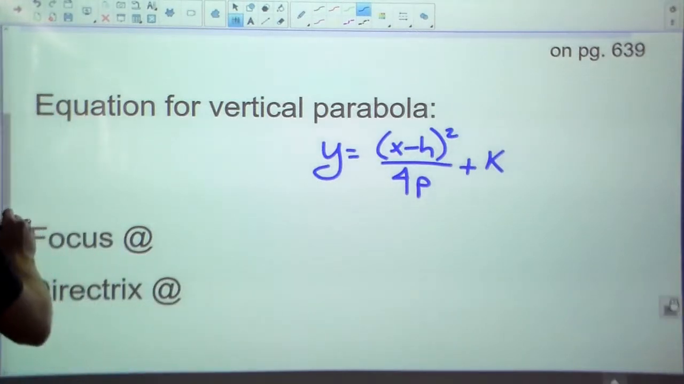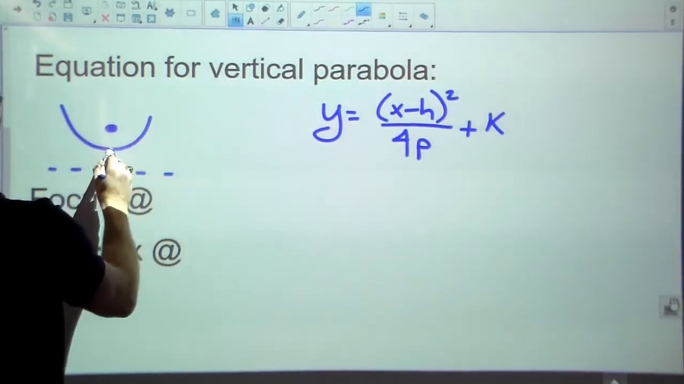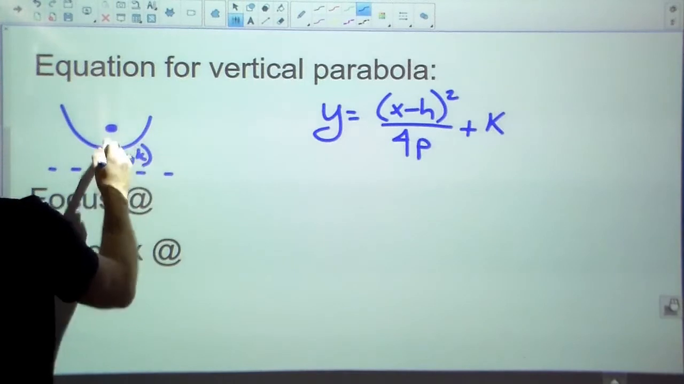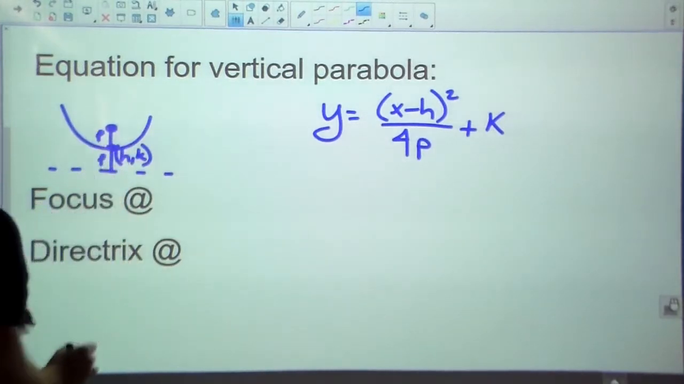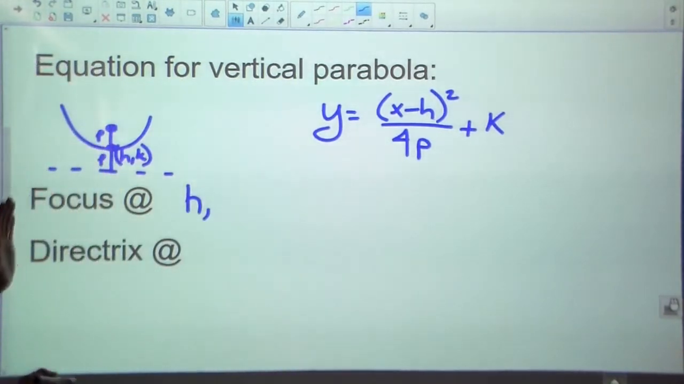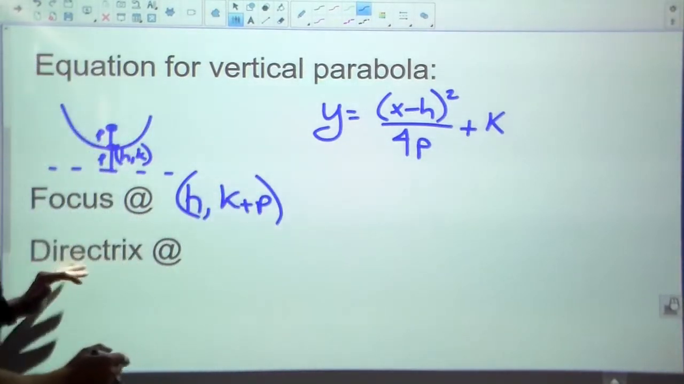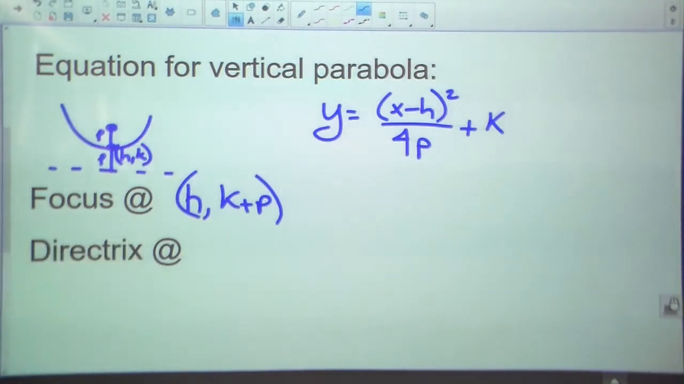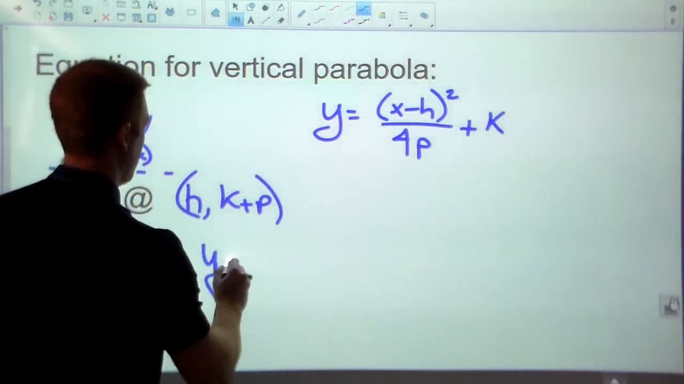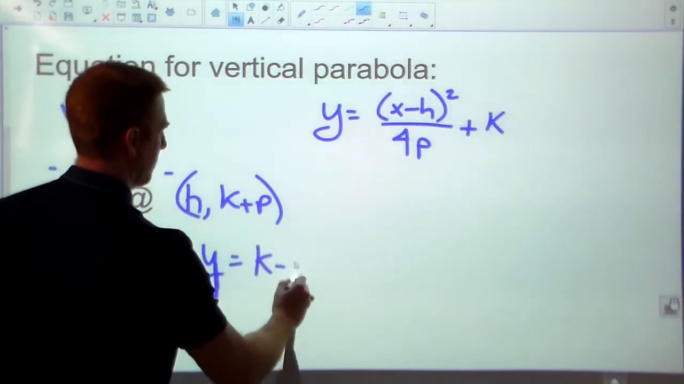Now your focus, just a quick little sketch. Your focus is up here, your directrix is down here. Here's (h, k), and that distance is p, the direction you go. So the focus is going to be the same value horizontally, so h, but it's going to be k plus p as you go up. The directrix, the first time I've actually written that out for you, that's how you spell it. It's a horizontal line, so there is no x to worry about. It's just y equals, and it's going to be whatever your k value is for the vertex and p below that, so k minus p.